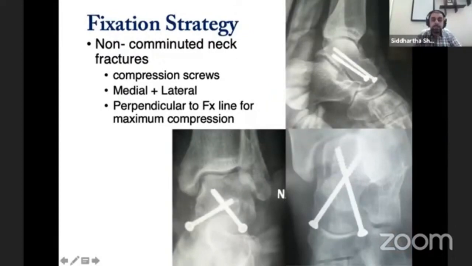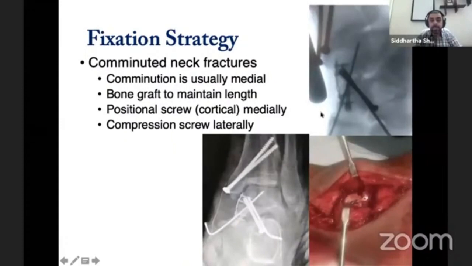So for non-comminuted talus neck fractures, you can do a closed reduction, percutaneous pinning, use compression screws, and screws are always inserted perpendicular to the fracture line.